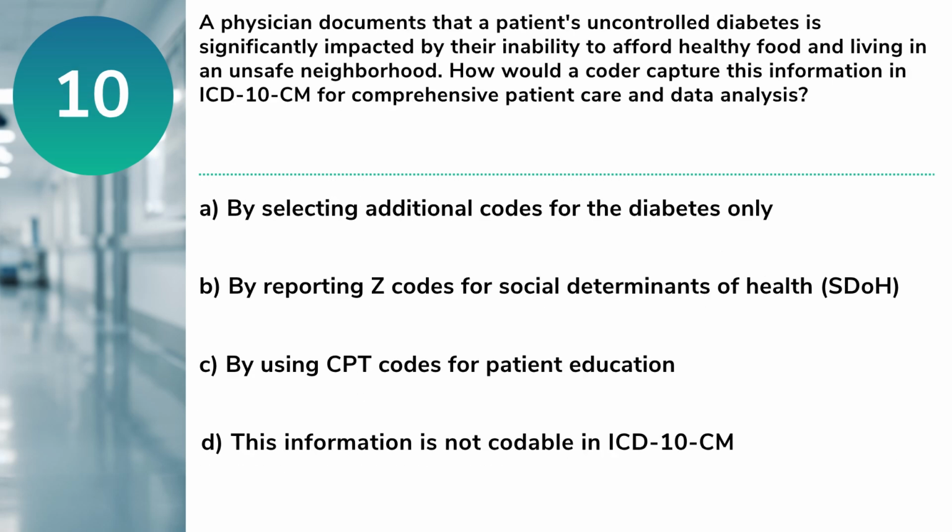Question 10. A physician documents that a patient's uncontrolled diabetes is significantly impacted by their inability to afford healthy food and living in an unsafe neighborhood. How would a coder capture this information in ICD-10-CM for comprehensive patient care and data analysis? A. By selecting additional codes for the diabetes only. B. By reporting Z codes for social determinants of health, SDOH. C. By using CPT codes for patient education. D. This information is not codable in ICD-10-CM.